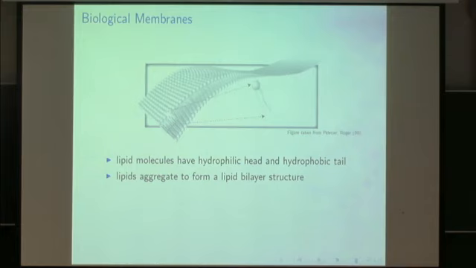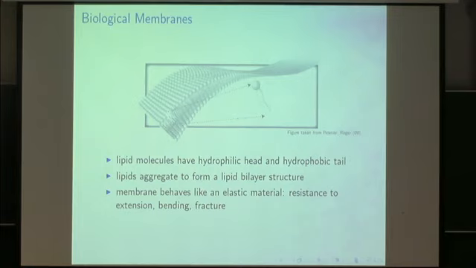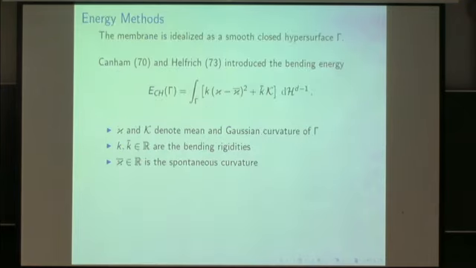And these bilayers have properties both of an elastic solid and of a fluid. In one sense, they resist extension, bending, and fracture, so they behave like an elastic material. But these lipids can also move freely in plane across the membrane, and so they behave like a viscous fluid. My aim will be to discuss a model where these different properties of membranes have been incorporated, and again introduce a numerical method for which you can prove something in terms of numerical analysis.